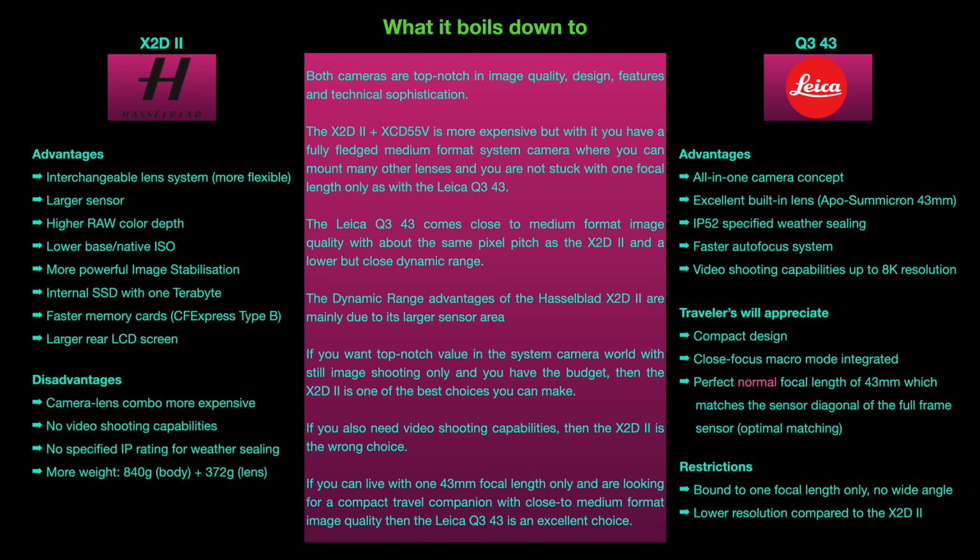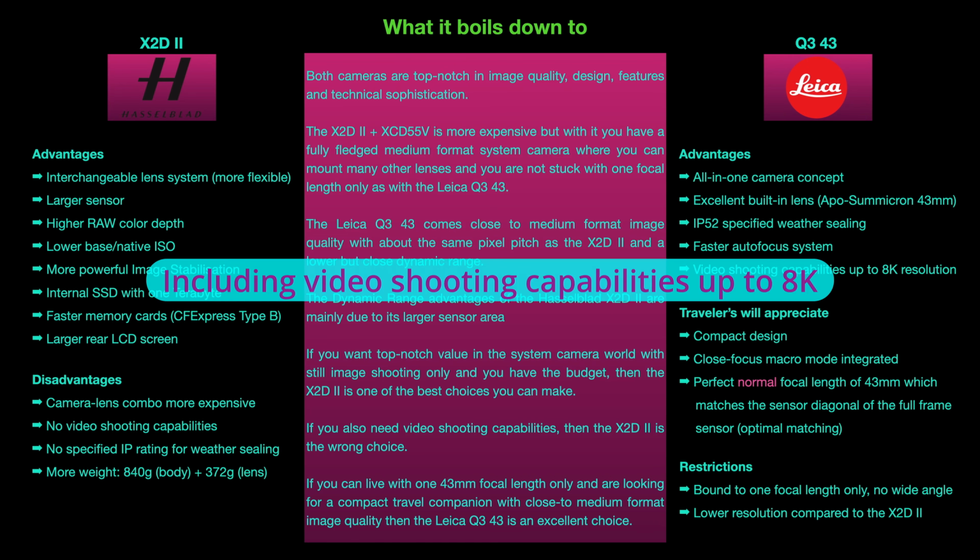On the flip side of the coin, if you can live with one 43mm focal length only, and if you're looking for a compact travel companion with pro photography skills, with close to medium format image quality, and with an absolutely fantastic lens and focal length of 43mm, then the Leica Q3 43 is probably the best and definitely a very excellent choice you can make.